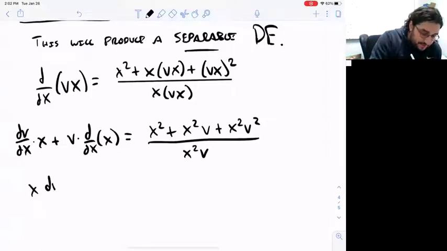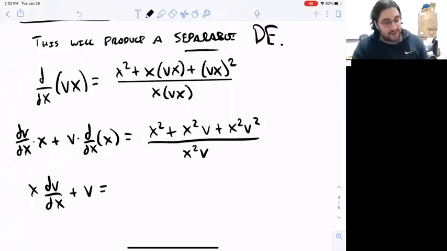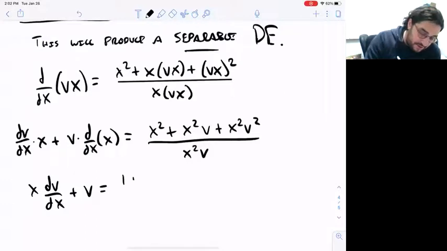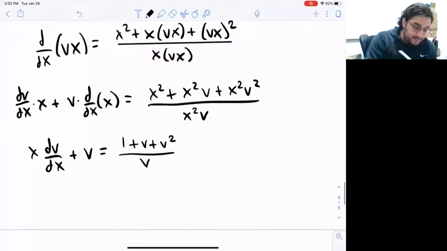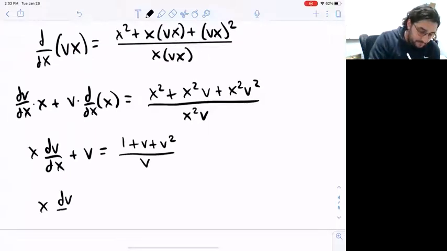So the left-hand side becomes actually reasonably clean. The right-hand side cleans up too. Factor x squared out of that numerator, and we get (1 plus v squared) over v. There's our right-hand side cleaned up. Subtract v from both sides. Right.